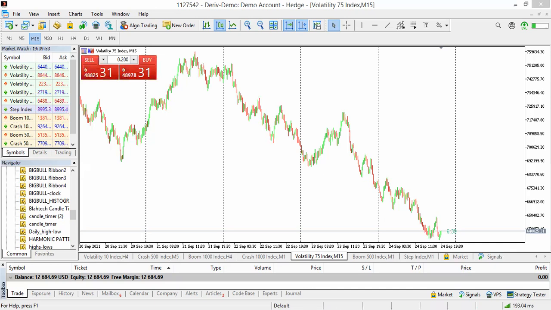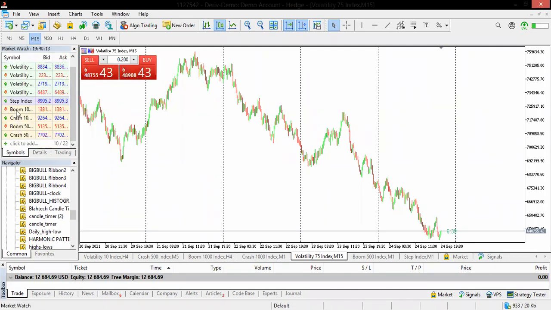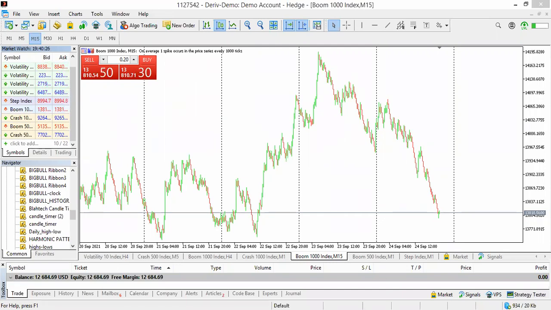But I think what we agreed, we said we'll look at boom and crash. So to start with, let's start with boom and crash. Let me start with, let's say, boom 1000 or boom whatever. Okay, let me go from there. Okay, this is boom 1000.